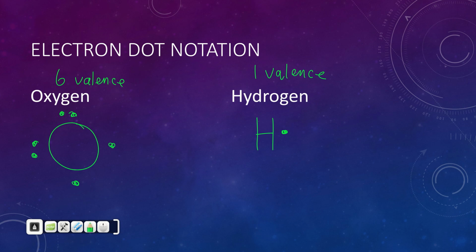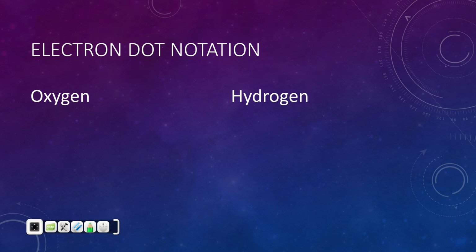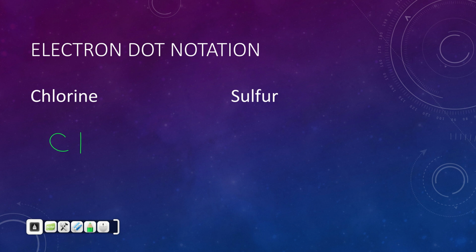You put 1. Again, do I have to put it right there on the right-hand side? No. I can put it on the bottom. I can put it on the top. Wherever. Just as long as there's 1. There's more. Let's do this again. Chlorine. Chlorine has 7. So 1, 2, 3, 4, 5, 6, 7. Sulfur has 6. 1, 2, 3, 4, 5 and 6. Okay? And again, you can see I'm filling in the dots.